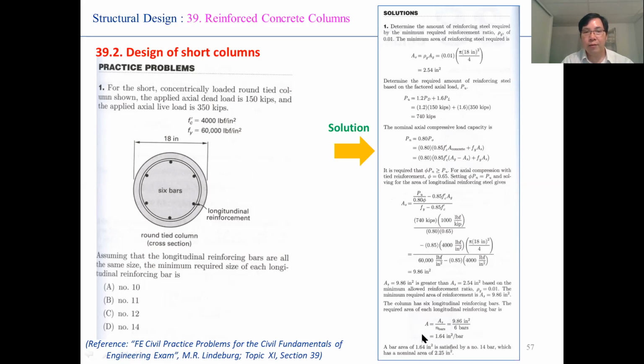And you can find the solution that A equal to 1.64 inch square per bar. So you know that a bar area of 1.64 inch square is satisfied by a number 14 bar. So the good response in this problem is D, the response D.